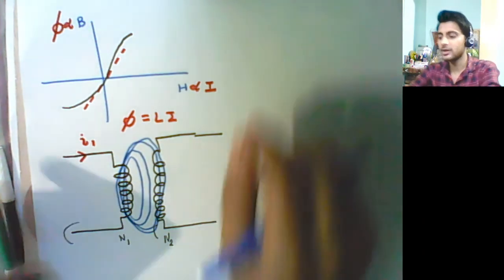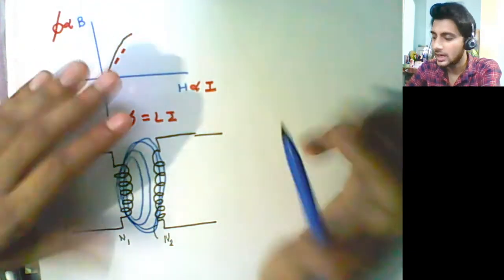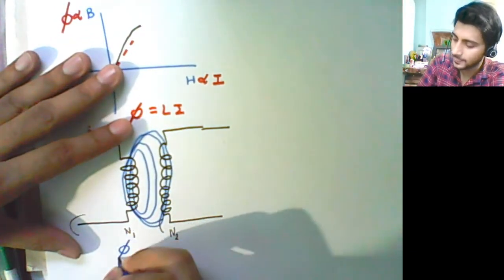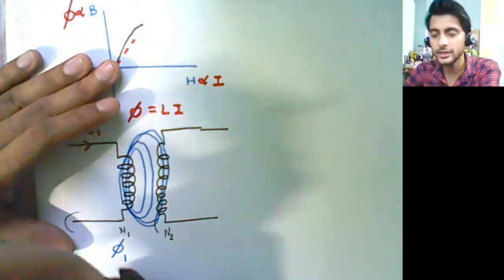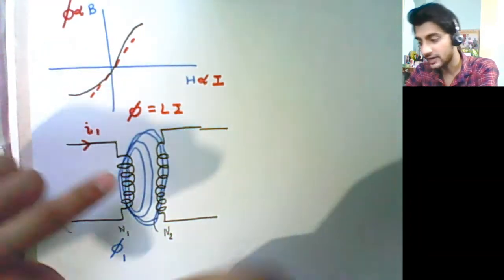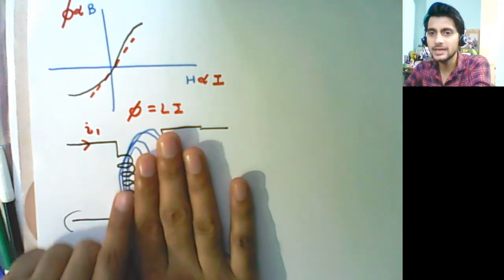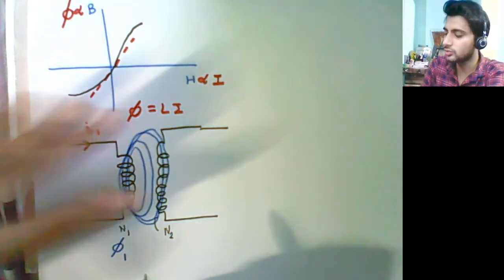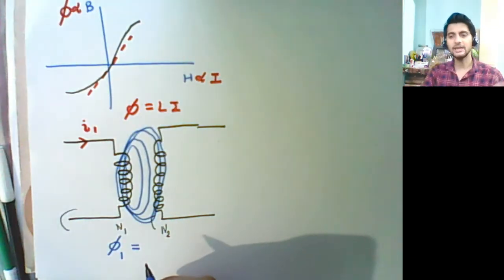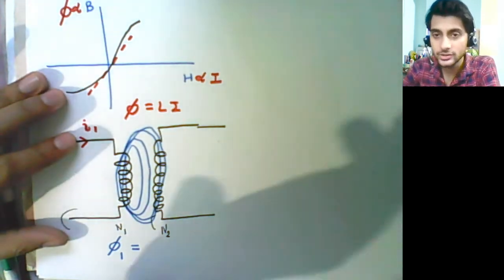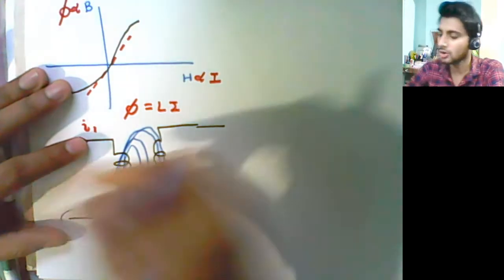Okay, so because I1 is flowing through this coil, a flux is induced, and that flux let me call phi1. If a time varying current flows through a coil, a flux is induced, and I'm calling that phi1. Now this phi1, which is the total flux passing through coil 1, can also be written as two different types of flux. It is equal to, first, the flux which passes only through coil 1.